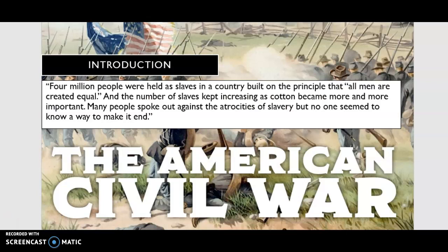An introduction: 4 million people were held as slaves in a country built on the principle that all men are created equal. Okay, that doesn't really make sense. All men are created equal, but we got 4 million slaves. And the number of slaves kept increasing as cotton became more and more important. Many people spoke out against the atrocities of slavery, but no one seemed to know a way to make it end.